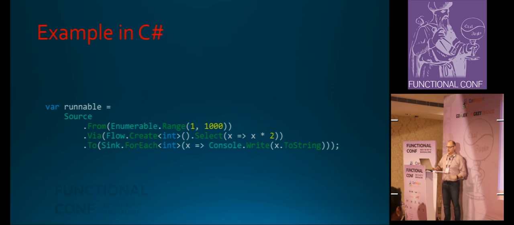So this is the implementation using C-sharp, which uses a fluent API, creating a source from number 1 to 1,000. It creates a flow, which is a block to project against each of the events generated. It just prints to the console.